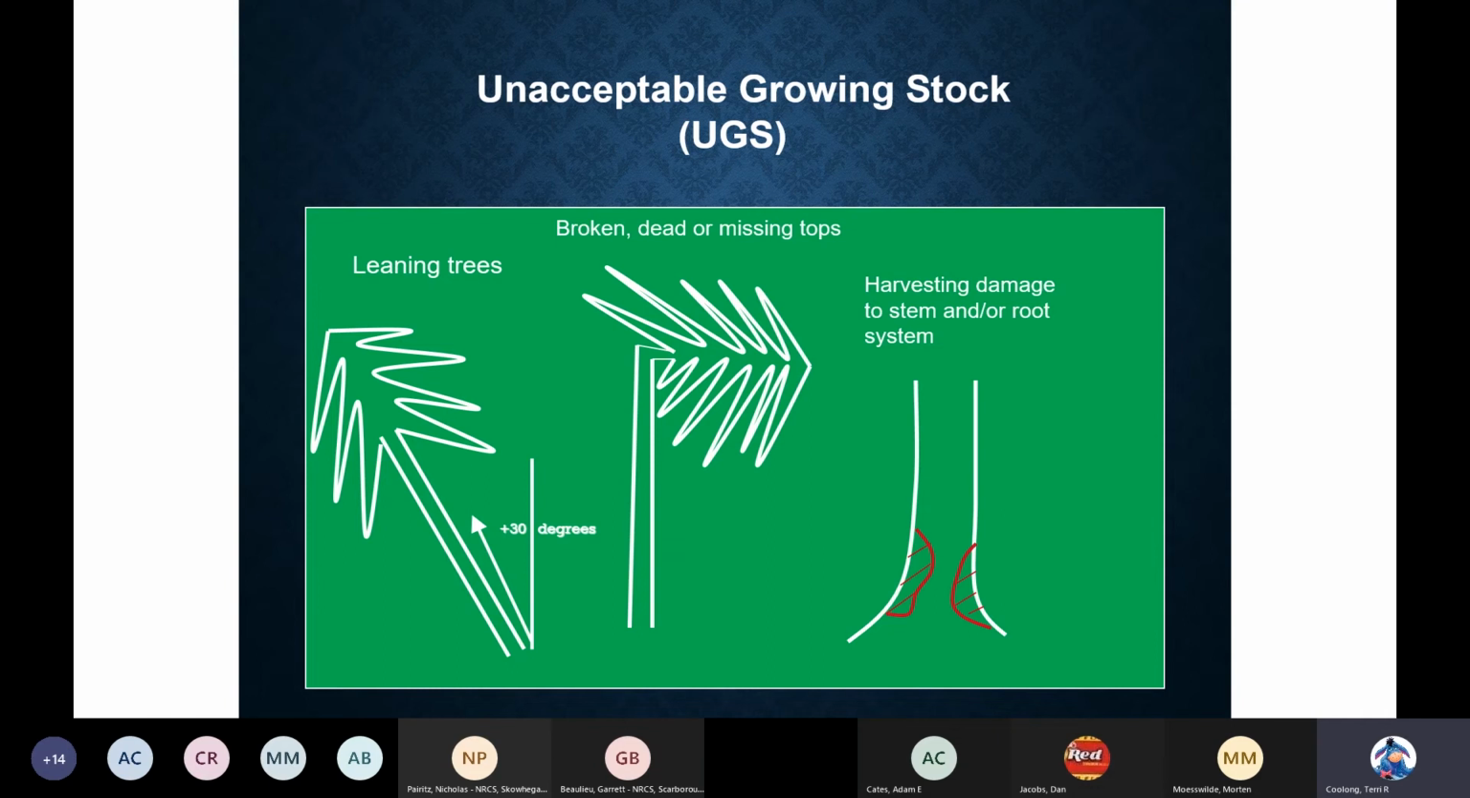And the other thing that we look for, which is not really shown on here, is visible damage to the root spread. So if you've gone really close to a tree and you've sunk down in and you've severed more than 1/3 of the roots, that would be unacceptable as well. So these are all things that we're looking for when we go out and do an FPA cruise.